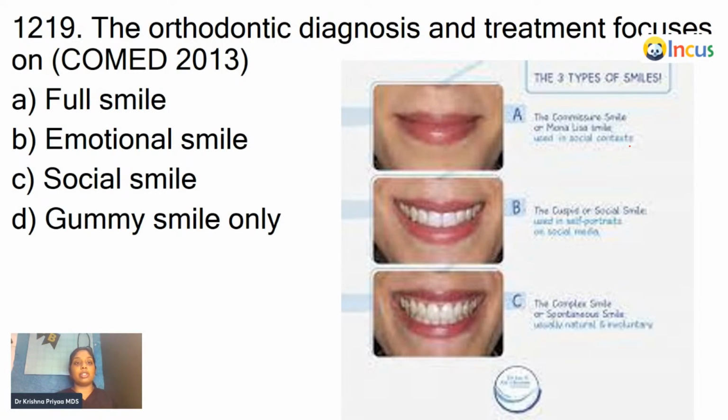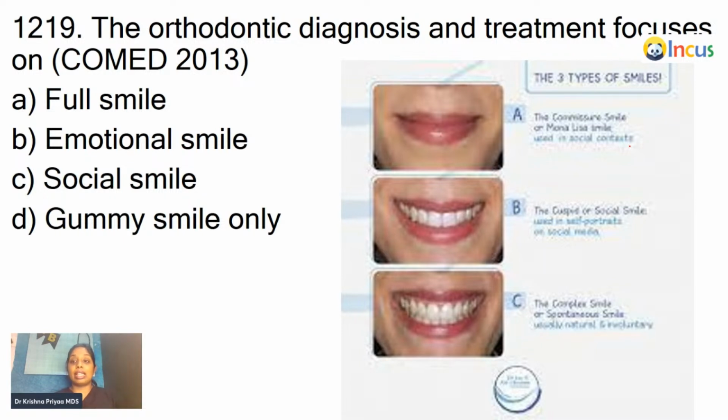So coming to the next question, the orthodontic diagnosis and treatment focuses on. So basically, why do patients come to us? Generally, they want their smile to be aesthetic and pleasant, or else they'll be complaining that they're not so confident because of their smile. So what values will help in identifying the nature of the patient's smile through diagnosis and treatment plan is what we are going to discuss here.